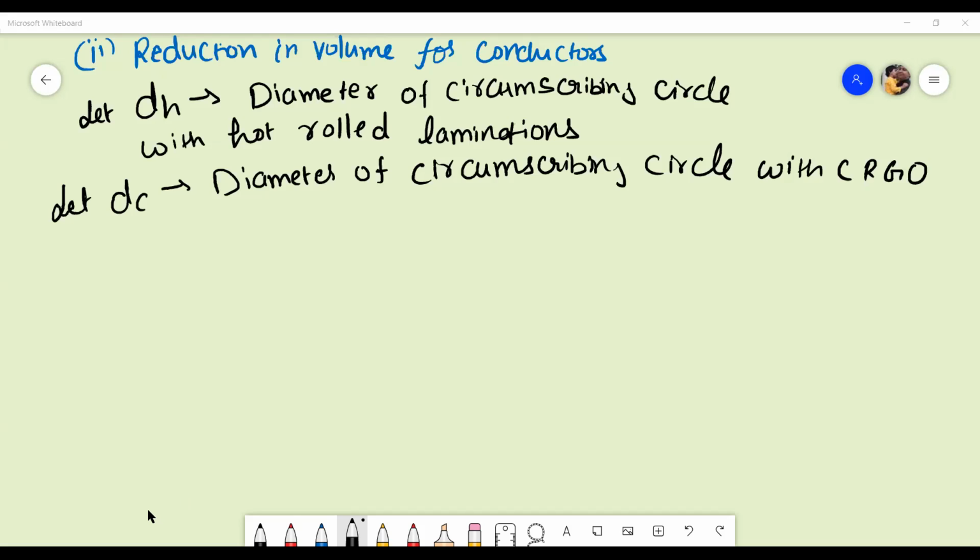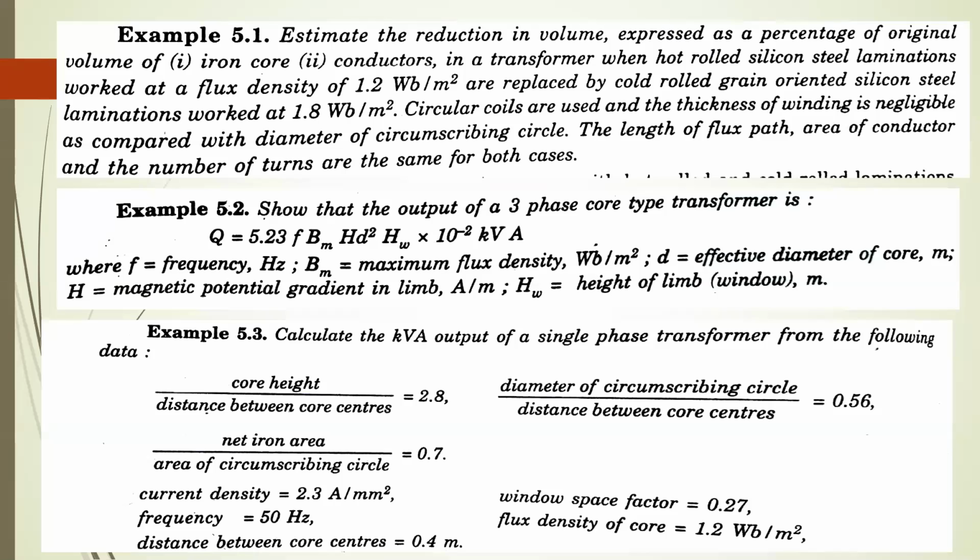And for this we need to assign two variables, d of h and d of c. Okay, and let me tell you the question which we are doing. So this was the question which we are doing.